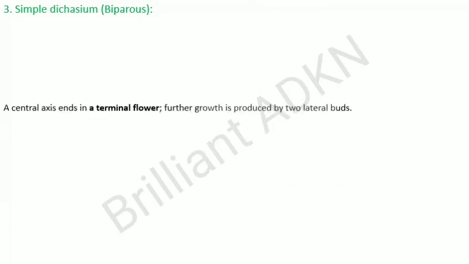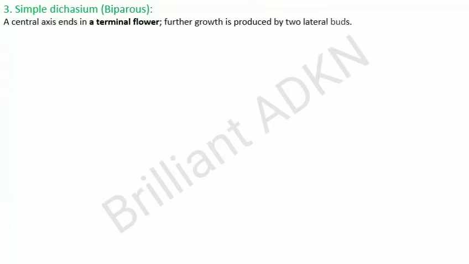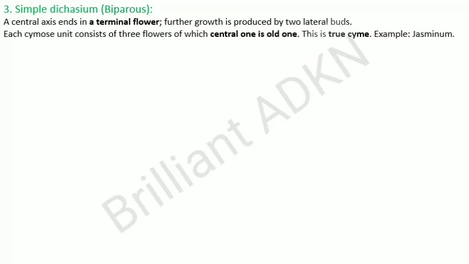Now you are going to see the next topic, that is simple dichasium, that is biparous. Bi means two. A central axis ends in a terminal flower. Further growth is produced by two lateral buds. Each cymose unit consists of three flowers, of which the central one is the oldest. This is called true cyme. Example, Jasminum.